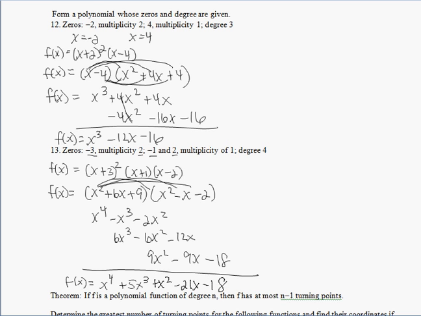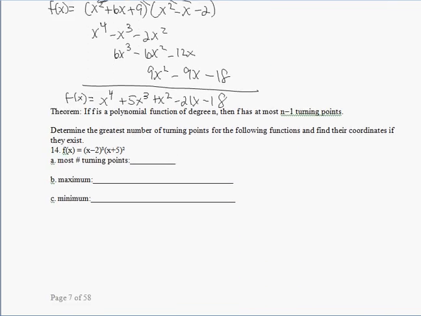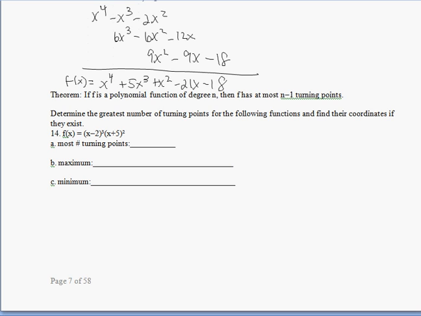Okay, next thing is a little theorem here that just says the number of mins and maxes that you can have in a polynomial function is always one less than the degree of the function. So an example would be if I have a quadratic, a parabola, the greatest number of turning points you can have for a quadratic is 1, because it's 1 less than the degree. Degree is 2. 1 less than that is 1, so the greatest number of turning points you can have is 1. And actually all parabolas only have 1 turning point.